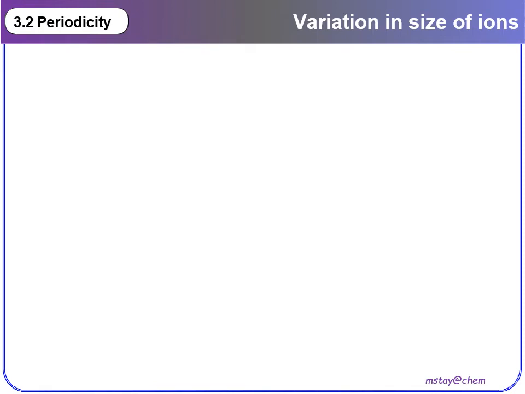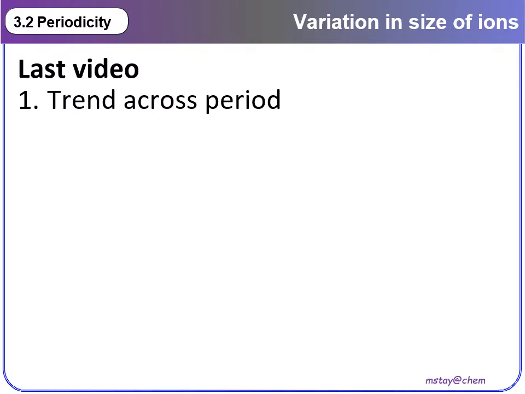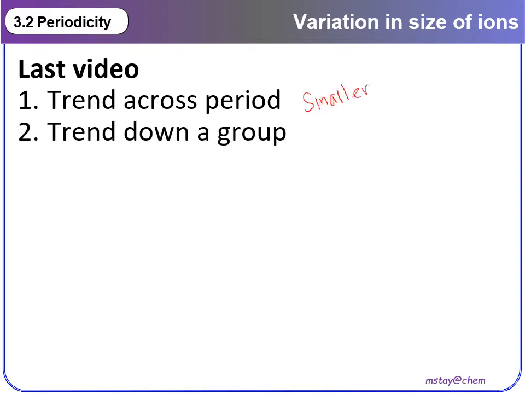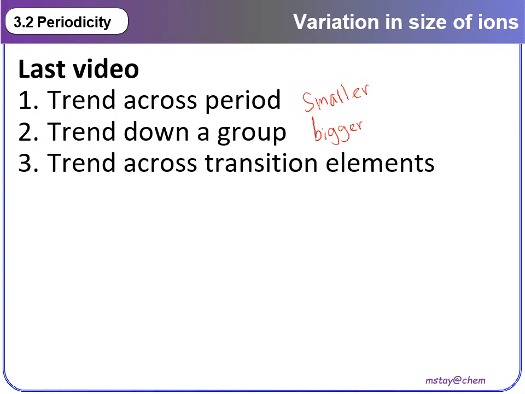Today we are going to continue with the ionic radius. Just recall that in the last video we discussed the trend across the period, where the size is getting smaller, and also the trend down the group, where the size becomes bigger. And the third one is the trend across the transition elements, which does not change significantly.